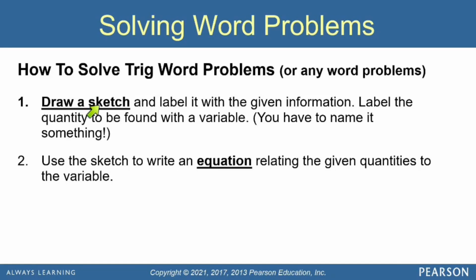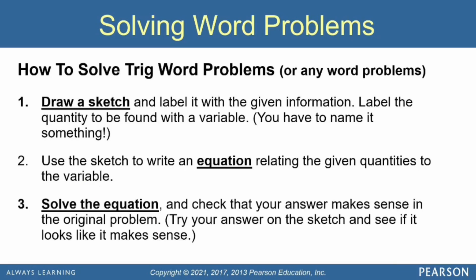After you've drawn the sketch and labeled the unknown with a variable, then you want to use the sketch to write an equation relating the things you know to the thing you're trying to find out. That's why your variable needs a name. And then in step 3, of course, you just want to solve the equation. And then check that your answer makes sense in the original problem. And here's where it's a good idea to go back to the sketch that you drew and compare your answer to the numbers in the sketch and see if it makes sense.